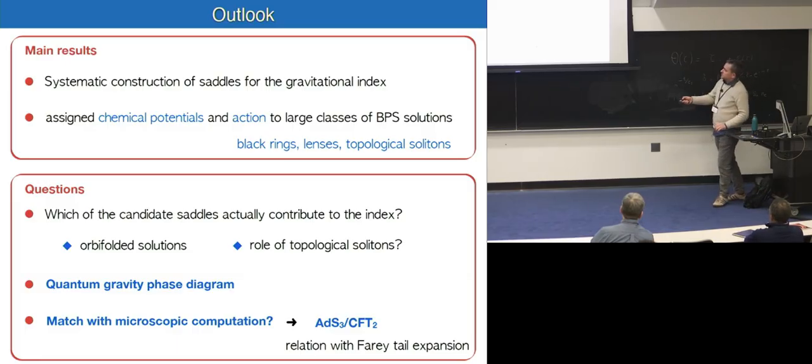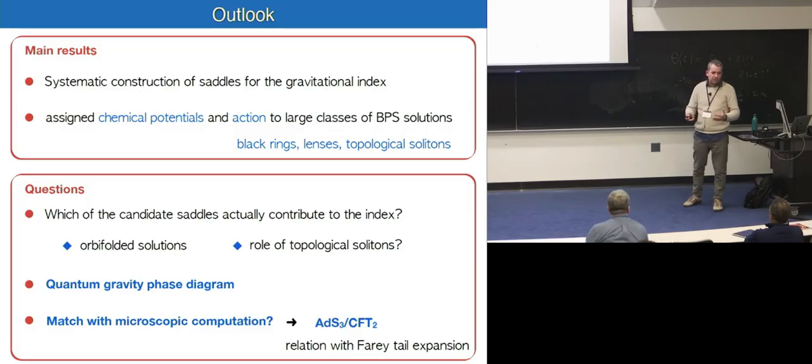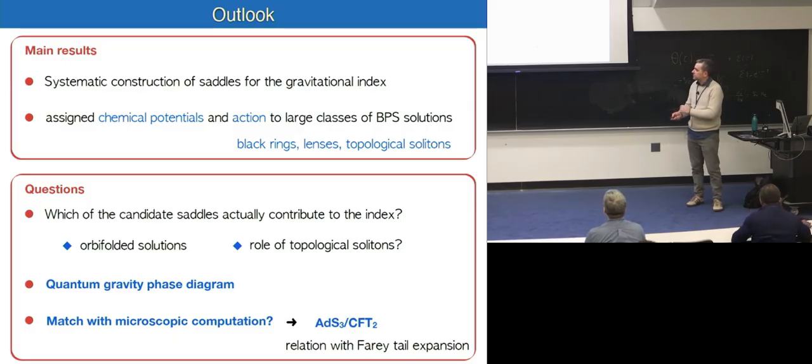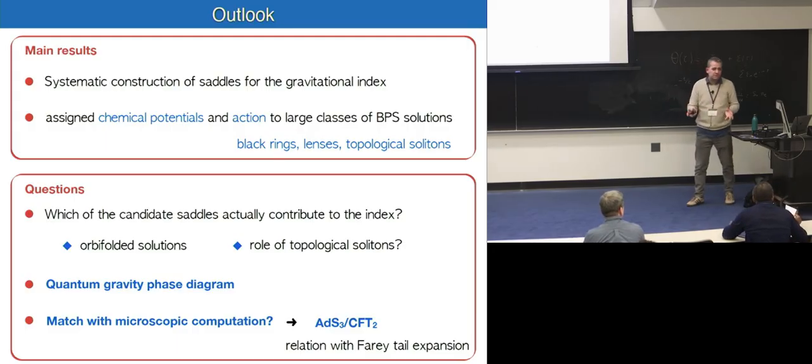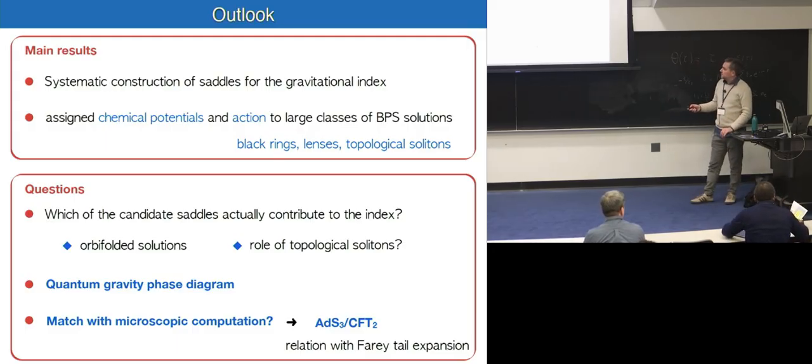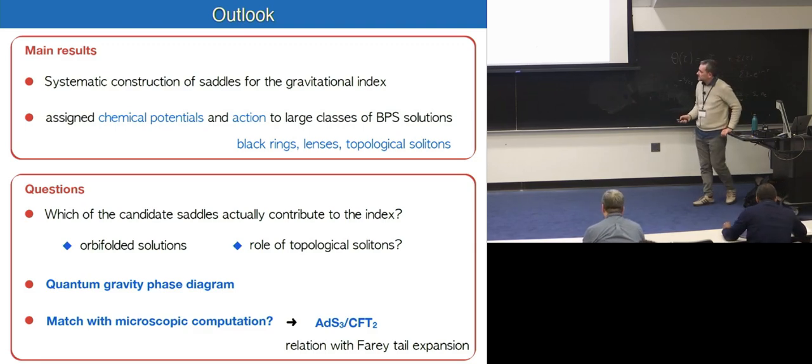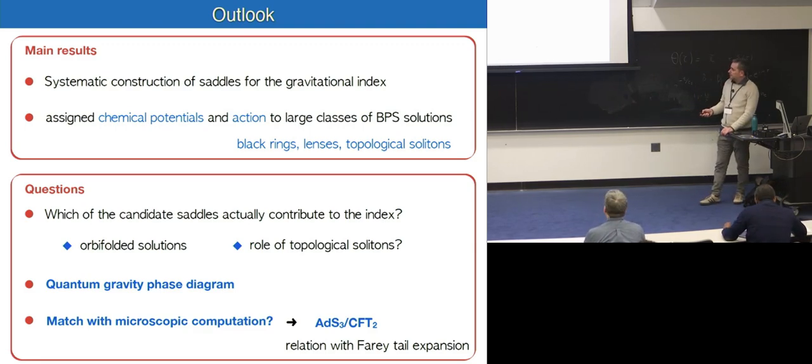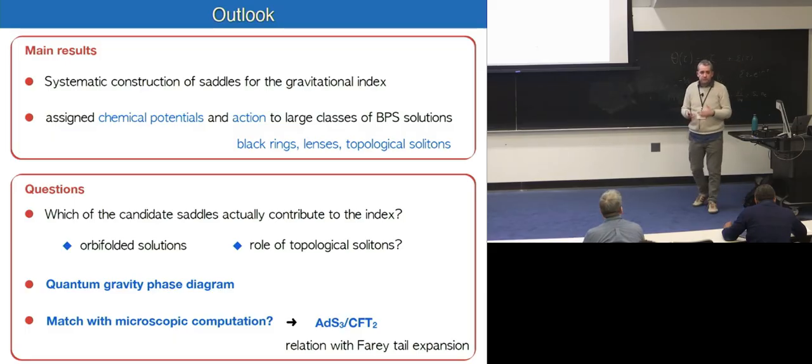And once these questions have been answered, we can compare the saddles that are proper saddles of the index and study the quantum gravity phase diagram. Until we have established if the saddles are acceptable, this is maybe not such a safe question to answer. And finally, all this was from the point of view of the supergravity theory, the gravitational path integral.